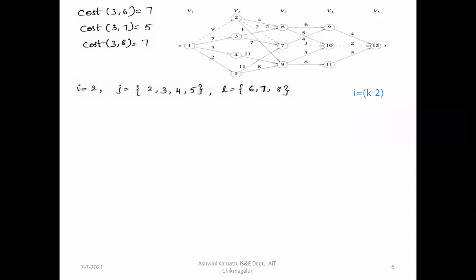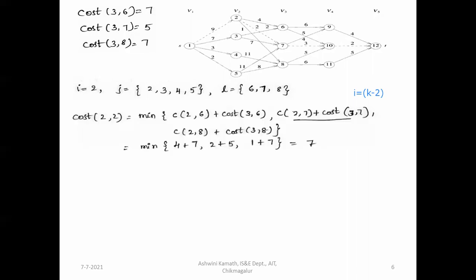Now decrease the value of I, so I is equal to 2. From the second stage we have to consider vertices 2, 3, 4 and 5. Now L is the next stage vertices. So the next stage is V3, and V3 contains 6, 7 and 8.